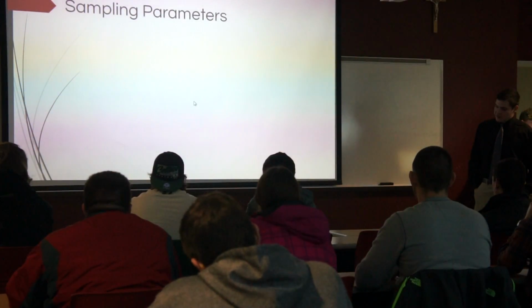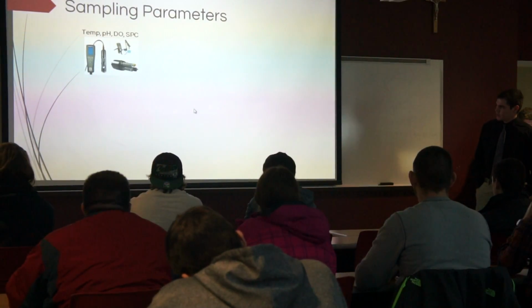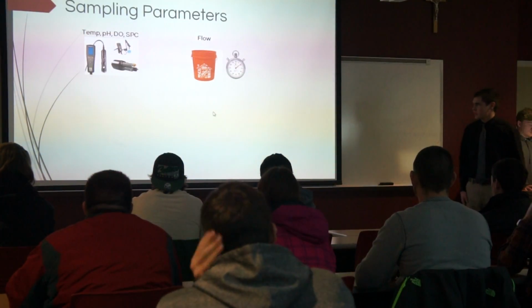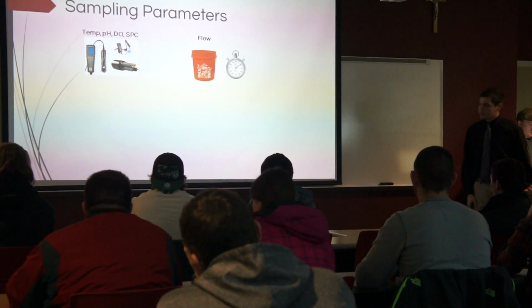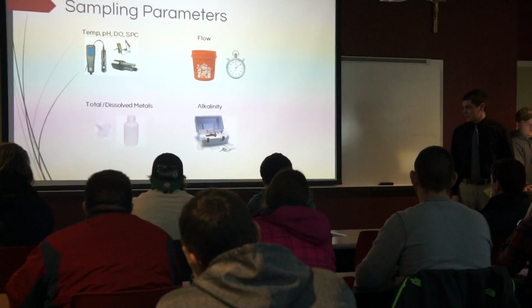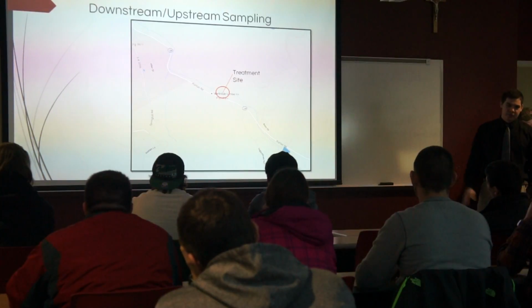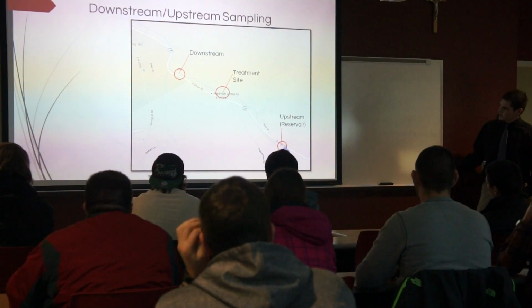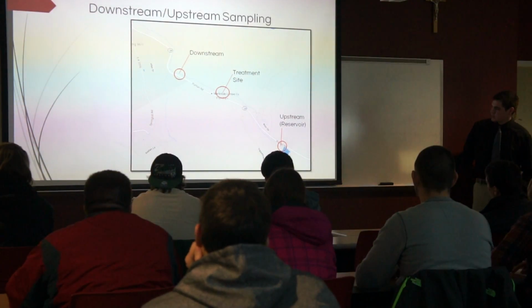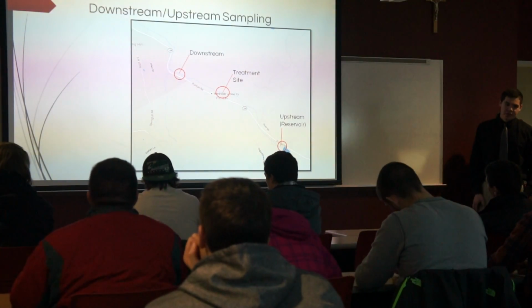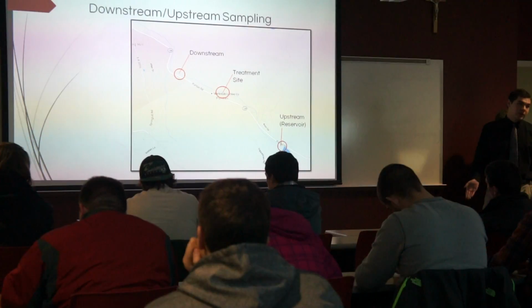So what were we sampling? We're using a YSI to take temperature, pH, DO, specific conductivity, and flow with a bucket test. It's all total metals and alkalinity, following standard methods and Hach methods. So here's what we're sampling. In addition to influent and effluent, we're also taking samples upstream and downstream to represent how the system is doing before and after treatment.